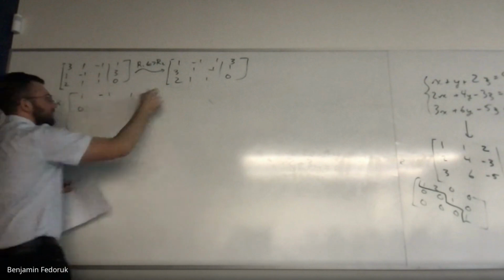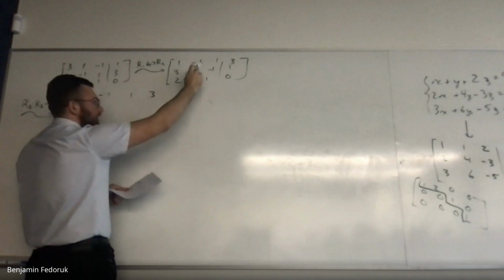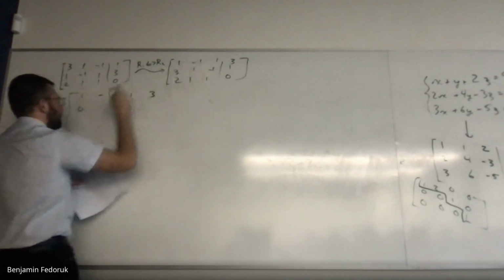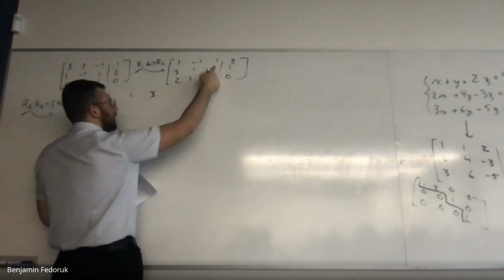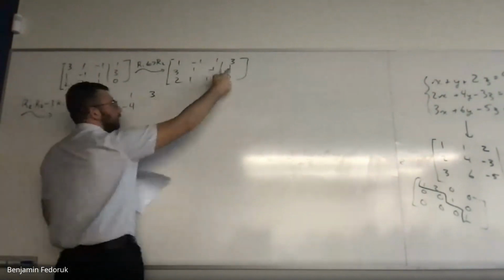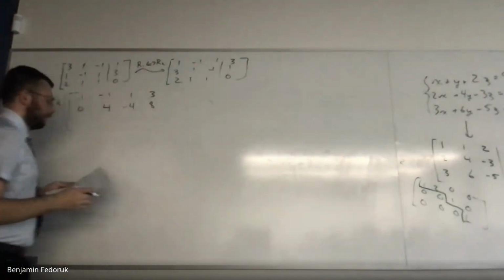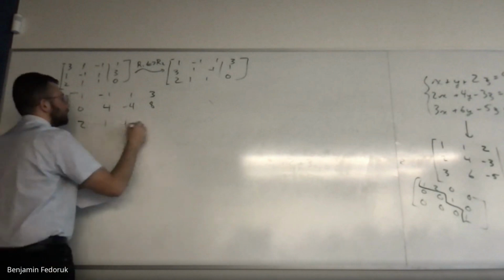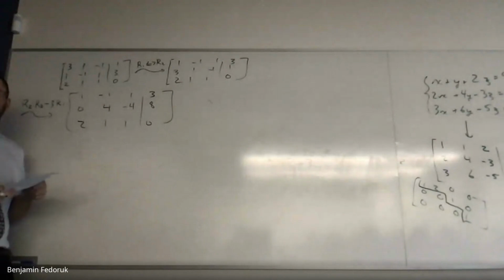So the first row stays unchanged. Second row, we got a 0 here. It's going to be 1. Might get the math wrong, so please double check me. 1 minus 3 times negative 1, so that's positive 4. Then it'll be negative 1 minus 3 times 1, so negative 4. And then 1 minus 3 times 3, so it should be 8. And then the last row stays unchanged. All good? Cool.